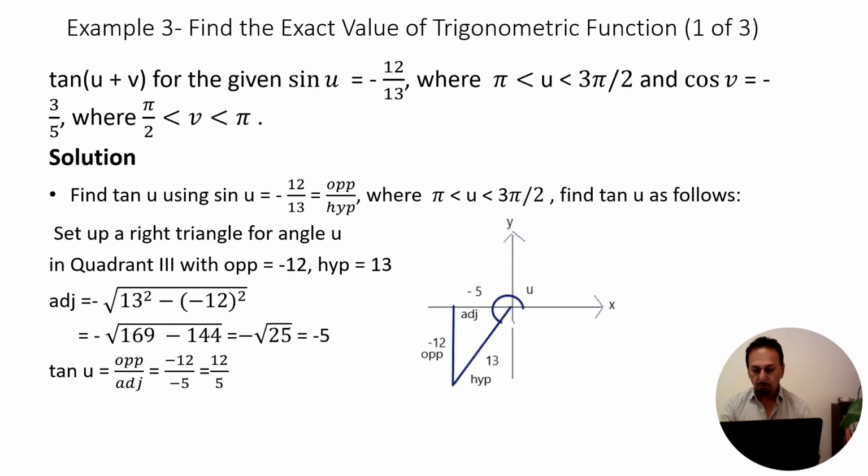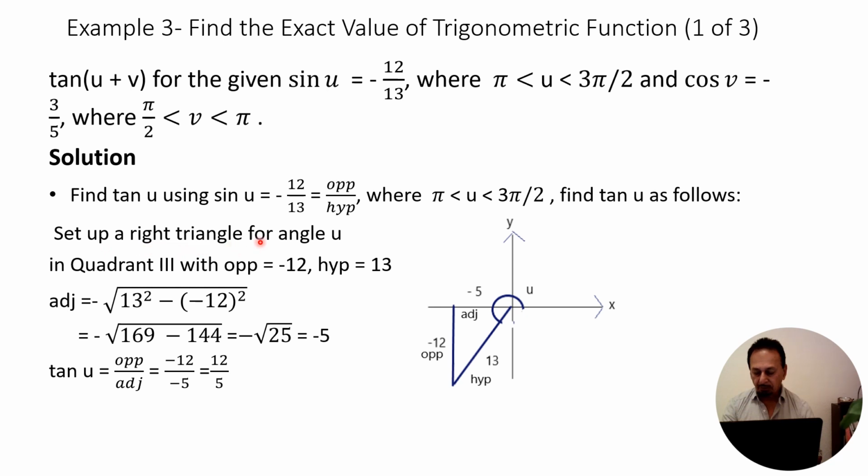So here's example 3. Find the exact value of the trigonometric function tangent of u plus v, for given sine u equals minus 12 over 13, where u is between pi and 3 pi over 2, and cosine v is negative 3 over 5, where v is between pi over 2 and pi. So solution: find tangent u using sine u equals minus 12 over 13. Sine u is defined as opposite over hypotenuse. U here is between pi and 3 pi over 2, and we find tangent u as follows.